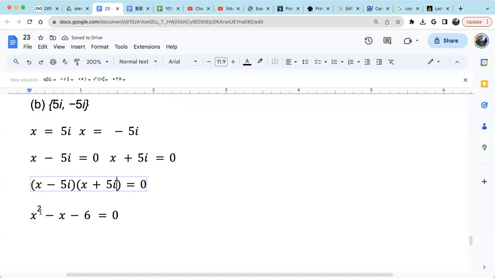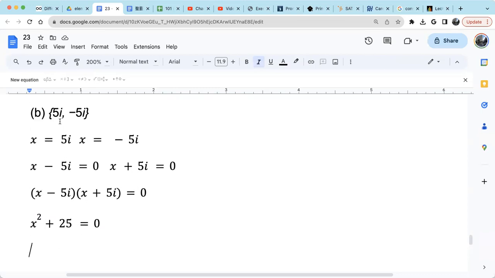Then I multiply out. So I get x squared plus 25. You see, negative 5i times 5i is negative 25 i squared. i squared is negative 1. Negative 1 times negative 25 is a positive 25. What happens with the middle term? The middle term, I have negative 5ix and positive 5ix. They cancel each other. So my equation is x squared plus 25 equals 0.